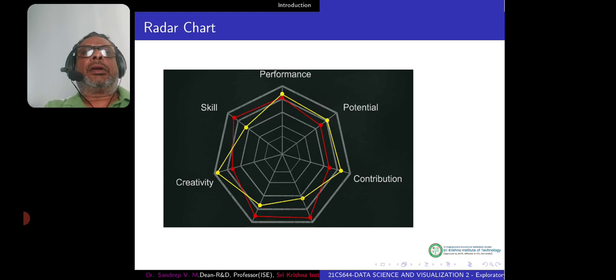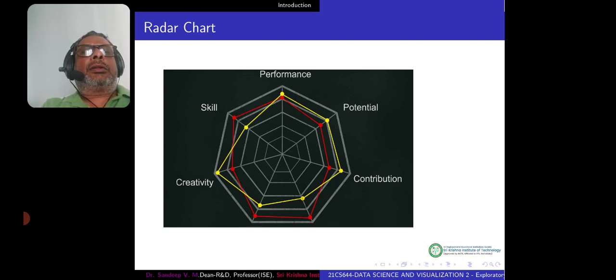So this is a very good type of chart when the number of parameters is more and the amount of data is less. In this case there are 7 parameters, 7 columns in your data set, whereas there are only 2 rows. For every row one color is used, for every column one corner is used. So if there are 7 parameters, then we use a heptagon. If there are 8 parameters, we use an octagon, and so on.